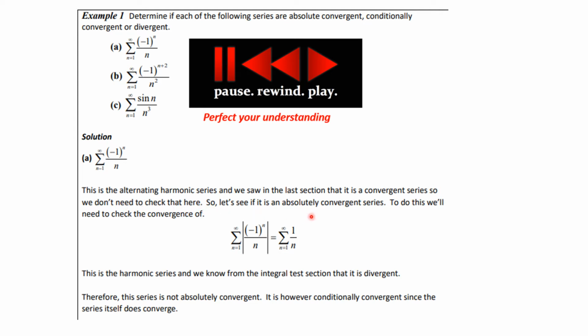But let's see if it is an absolutely convergent series. To do this, we need to check the summation n equals 1 to infinity of the absolute value of that. When you take the absolute value of each term, this minus 1 to the n always goes away and we get 1 over n, and this is the harmonic series. We know several proofs that the harmonic series is divergent, and so we have shown an example that this one is conditionally convergent, but not absolutely convergent.